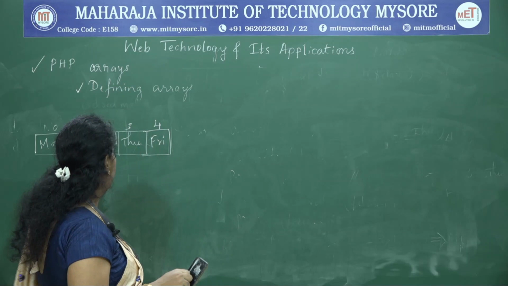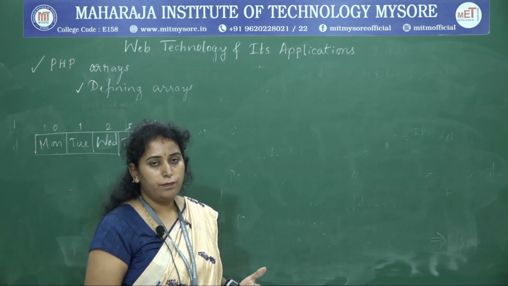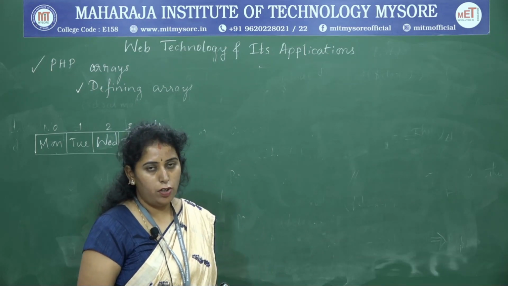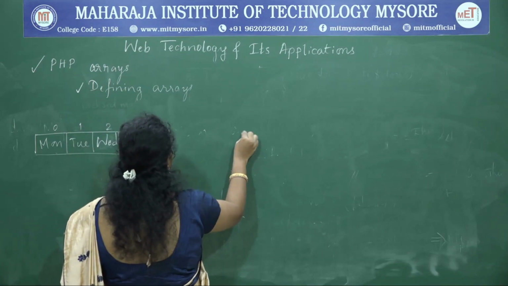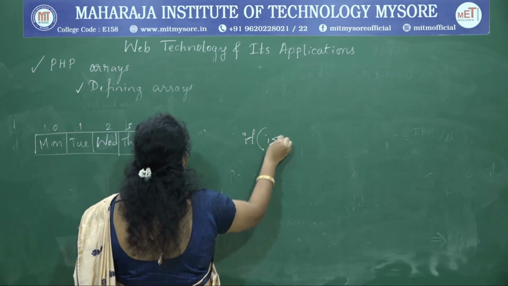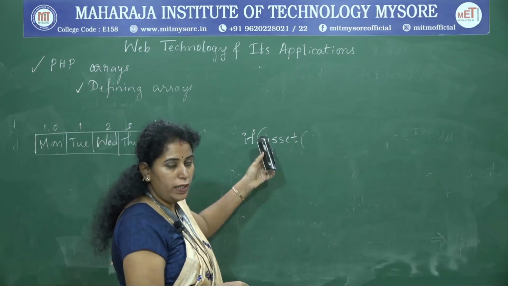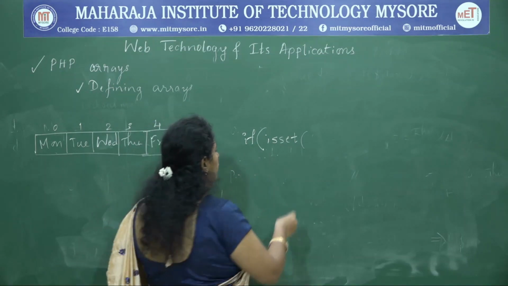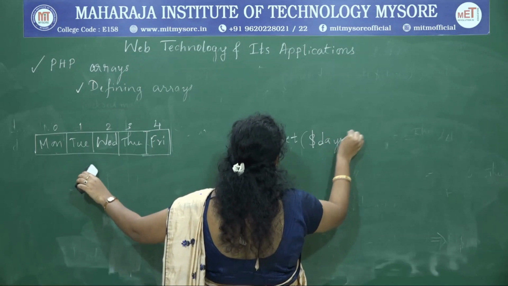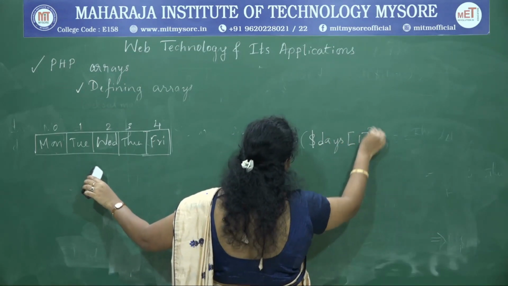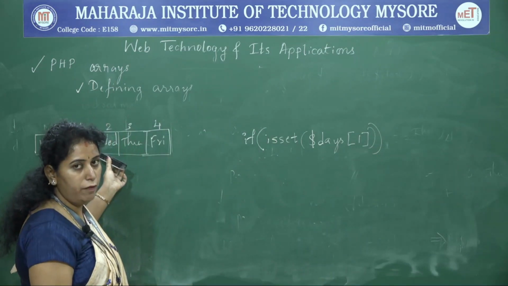Now, there is one more property to check whether the value exists or not. Checking if a value exists. So how? Using a function called isSet. What it does is check whether the value exists in this key. This is the days array. I am specifying the key as 1. Does the value exist in this key 1?